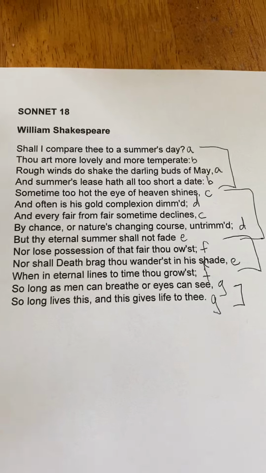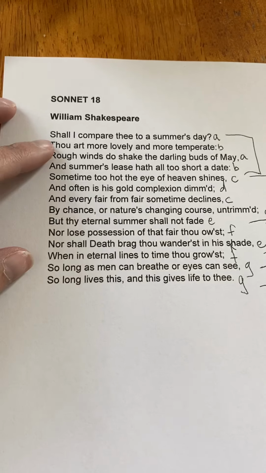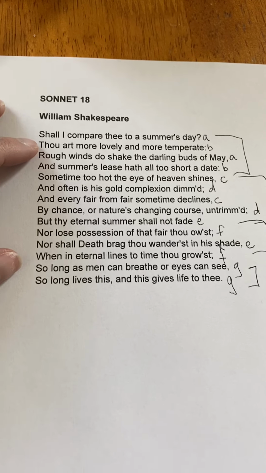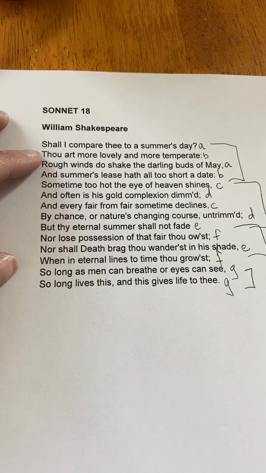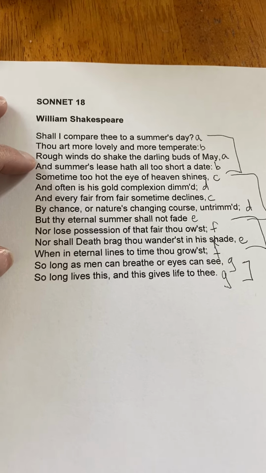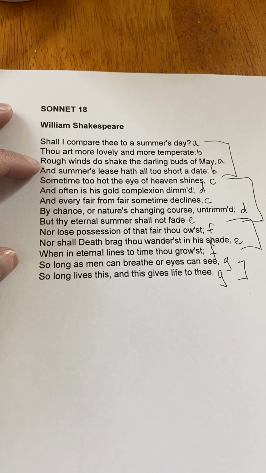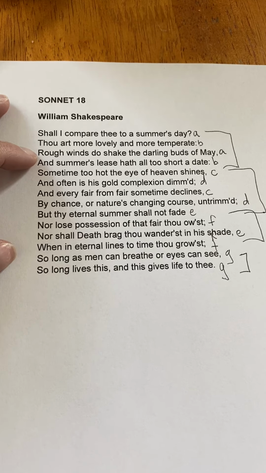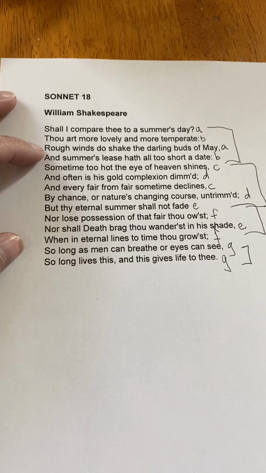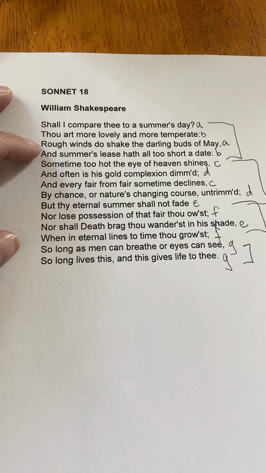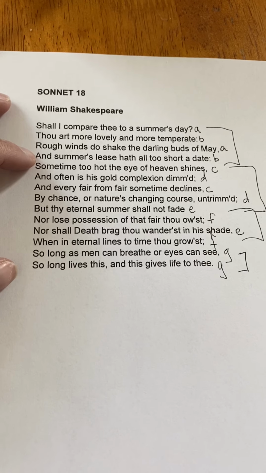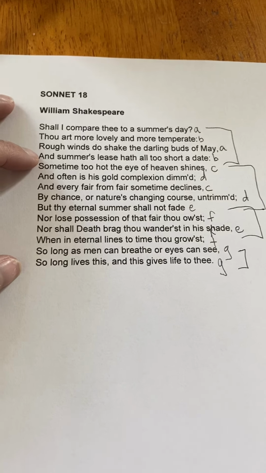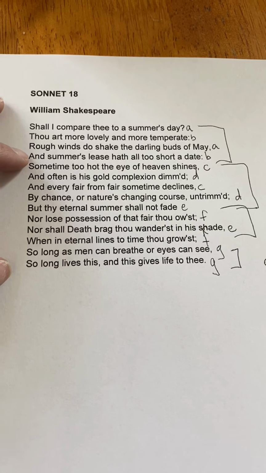So, shall I compare thee to a summer's day? Yeah, I'm about to. He goes, thou art more lovely and more temperate, right? He's like, she's better, more lovely than a summer's day. Because rough winds do shake the darling buds of May. Like sometimes it's windy in May. And like, you're never windy, baby, but May's windy. And summer's lease hath all too short a date, right? Summer's way too short, but baby, you're not too short.